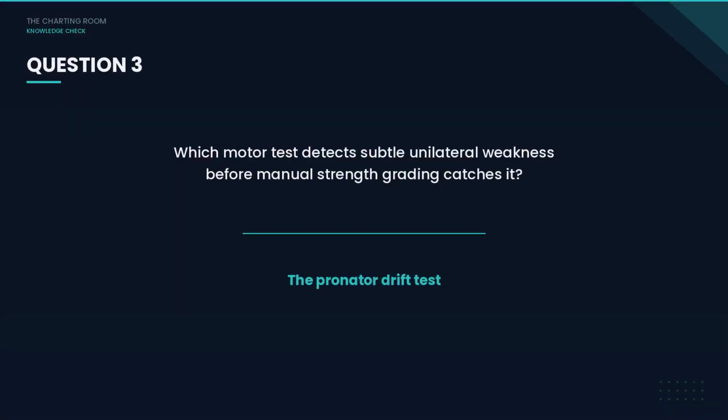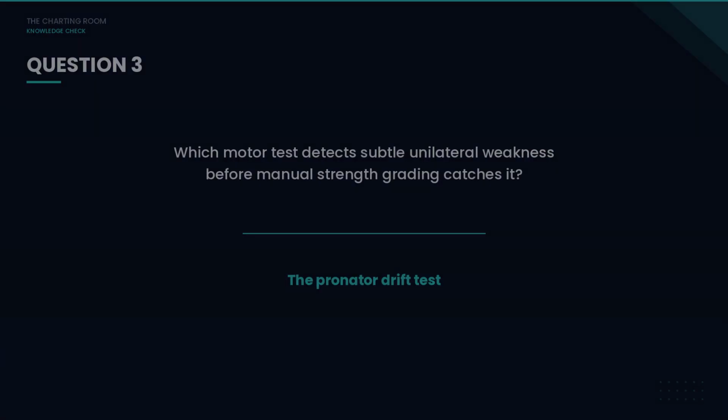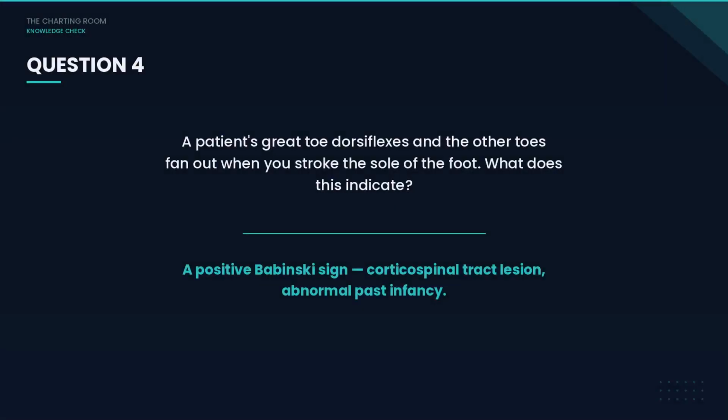Which single motor test can detect subtle unilateral weakness before it shows up on manual strength grading? The pronator drift test. A patient's great toe dorsiflexes, and the other toes fan out when you stroke the sole of the foot. What does this indicate? A positive Babinski sign. A corticospinal tract lesion. Abnormal in anyone past infancy.